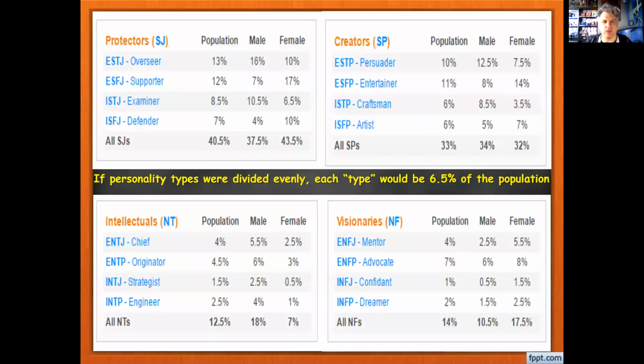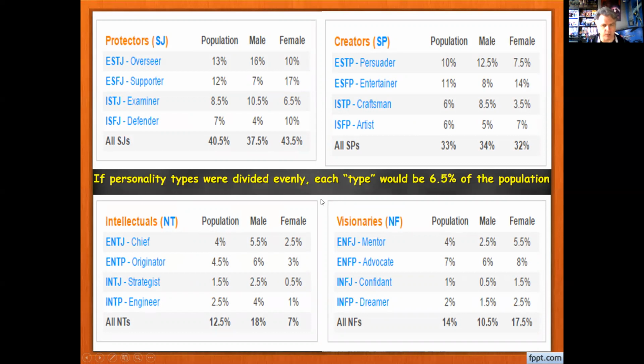So that should give you 4 letters, which means that your personality type should come in one of these 4, whether it's the protectors, which have the S and the J's, the creators, which are the S and the P's, the intellectuals, which have the N and the T's, or the visionaries, which have the N and the F.